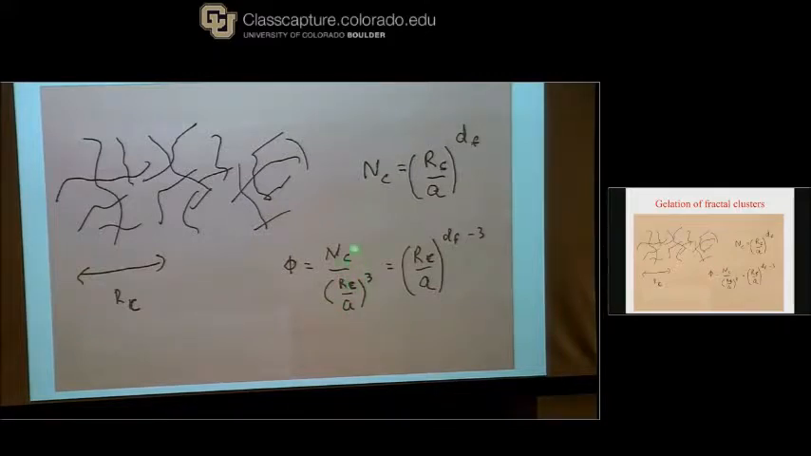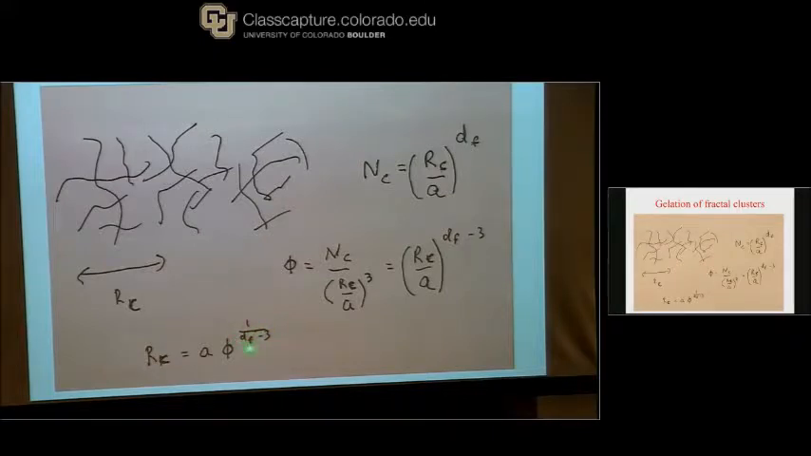So that's the volume, and this is the number of particles. So this is the volume fraction. This is the initial volume fraction. So I just divide both sides by this. And so the initial volume fraction is this. And so the size that they're fractal to is this. It's the size of the particle times the volume fraction to the 1 over the fractal dimension minus 3.